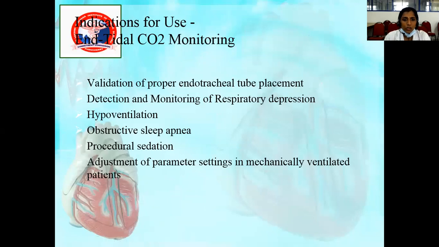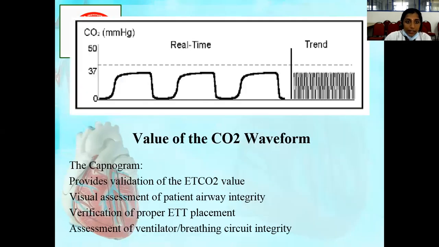Ideally, as I told you, any patient undergoing any type of anesthesia, it is mandated that we use EtCO2. But for a patient undergoing general anesthesia, it is very, very important. It helps in confirming the proper positioning of the endotracheal tube. It helps in detecting and monitoring respiratory depression, and in diagnosing hypoventilation or OSA. And if we want to make any changes in the ventilatory parameters which we have set, EtCO2 is our guide for doing that.